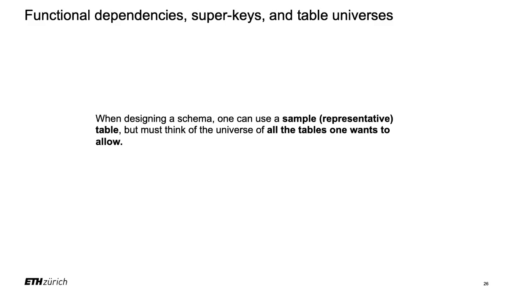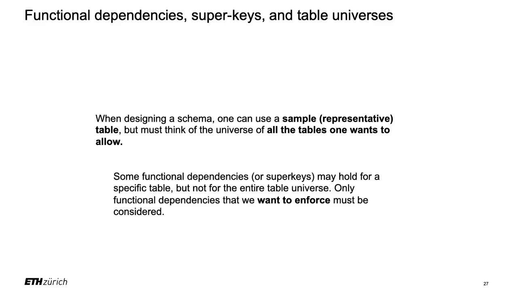When you design a schema, you can use sample, representative tables. We don't want accidental functional dependencies. But when you do that, you still have your universe in mind. You still have the future evolution of your table in mind when you do that. So you're thinking, what do I want to allow? What do I want my data to be like? And some functional dependencies may hold for a specific table, but not for the entire table universe. And you really, really, really make sure that you select the ones you want to enforce.